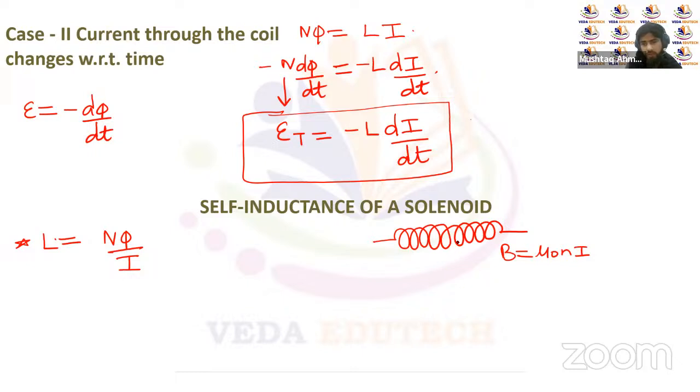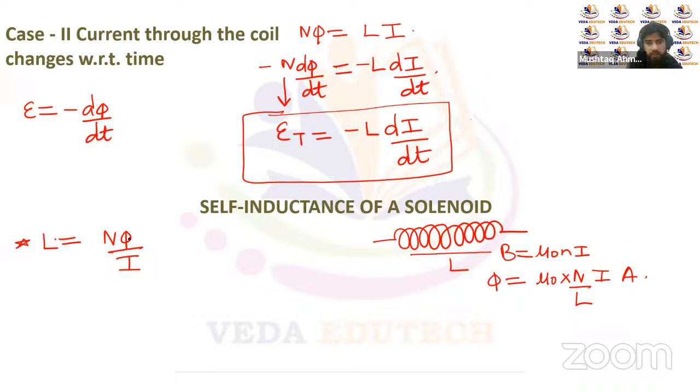So the flux through the solenoid, phi, will be equal to the area of the coil times B, that is B into A. Let's suppose n is the number of turns per unit length. If the length of this solenoid is capital L, then we can replace n by N upon capital L. So phi equals mu naught N upon capital L into I multiplied by A. This is the flux through this solenoid.